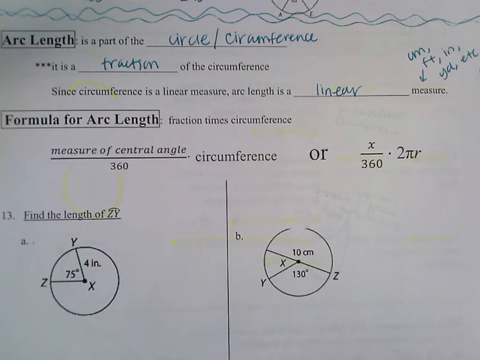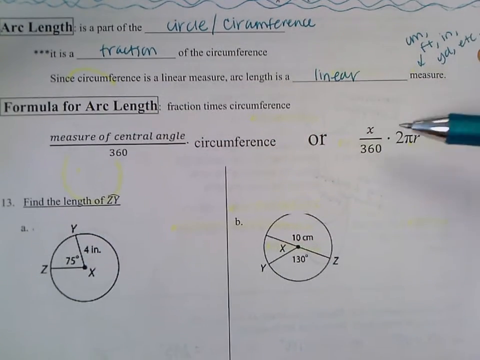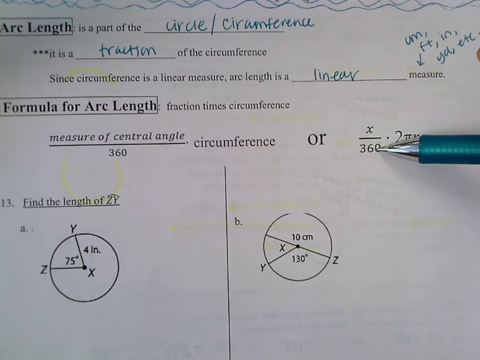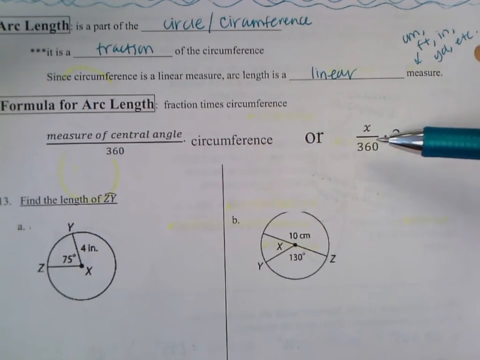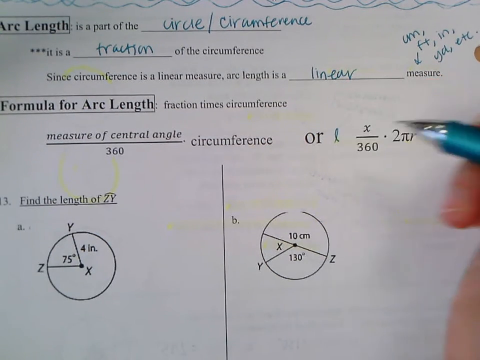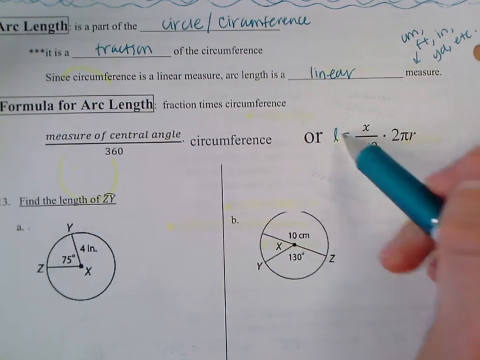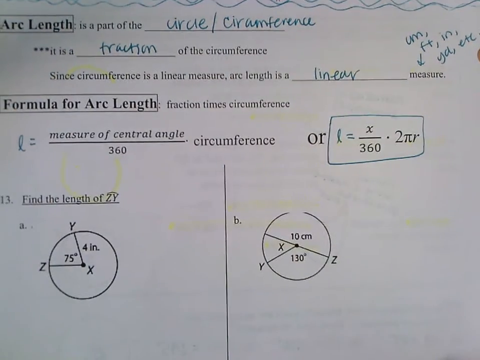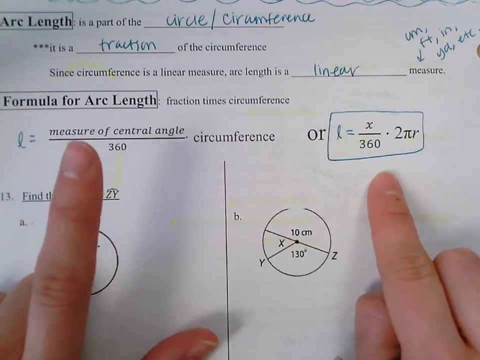We reviewed the circumference formula yesterday, which is either 2 pi r or pi times the diameter, if you have the diameter. And then the fraction you're multiplying it by is the fraction of the central angle out of the total 360 degrees that are in a circle. Normally you'll see it this way, they'll use L for the length, and they'll say L is equal to this. So these say the same thing, it's just this is in words, this is in symbols.